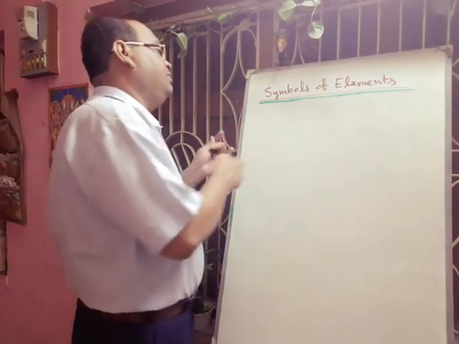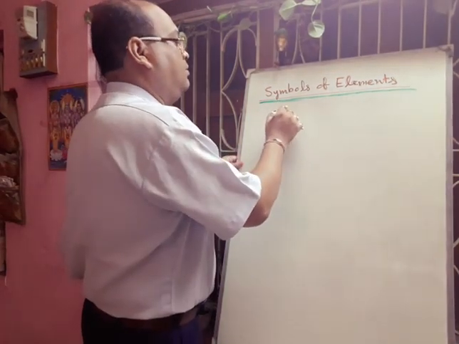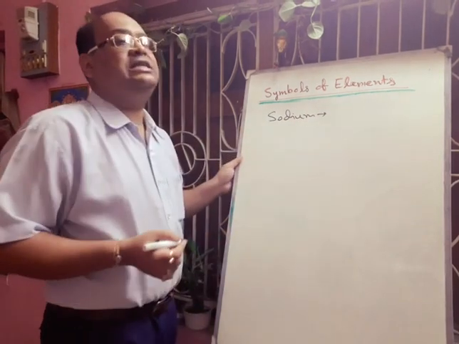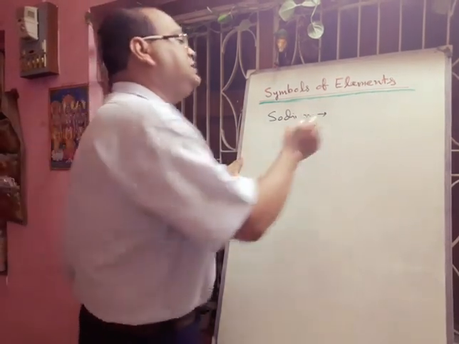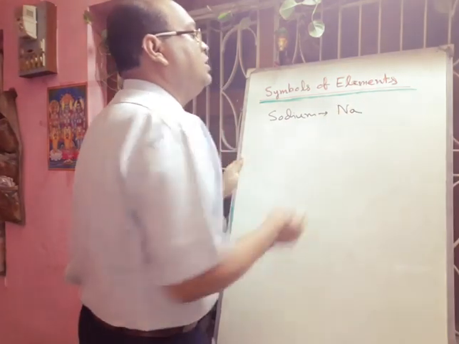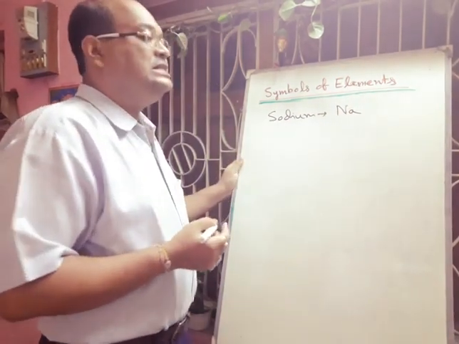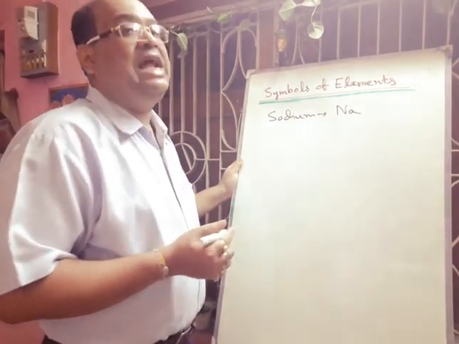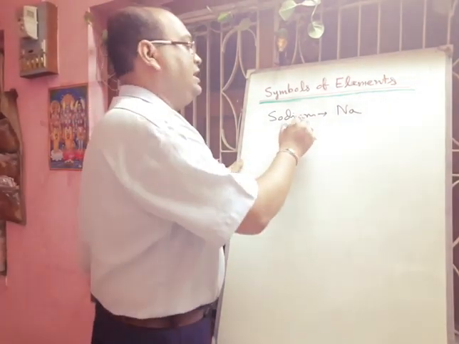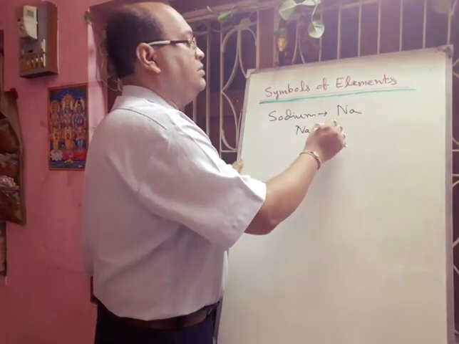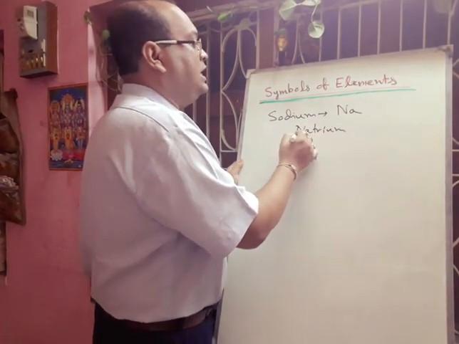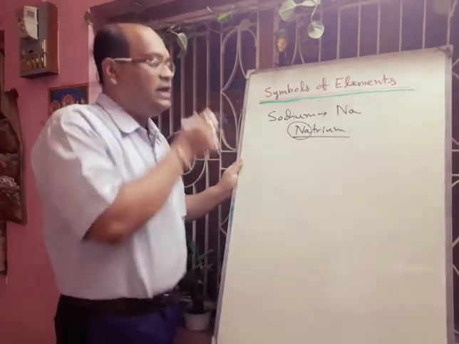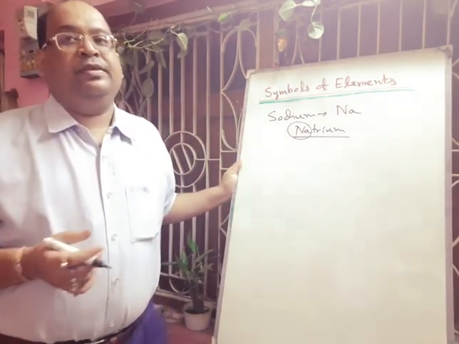One example I can give you is sodium. Here, if we write S, that will indicate sulfur. So actually its symbol is Na. This Na is taken from the Latin name natrium. From this Latin name, we have taken the first two letters.